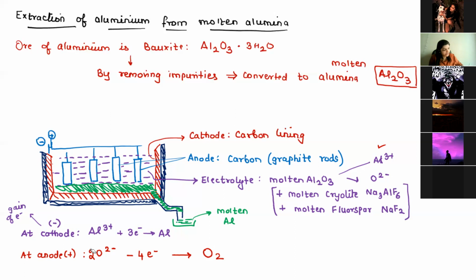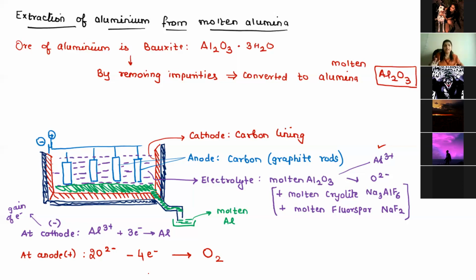Once again, I'm explaining: oxygen has a charge of 2-, oxidation number minus 2. Losing electrons, forming O, but we know that oxygen is diatomic. Now, one oxygen is losing 2 electrons. So 2 oxygen will lose 4 electrons. And this is the reaction at the cathode and at the anode.